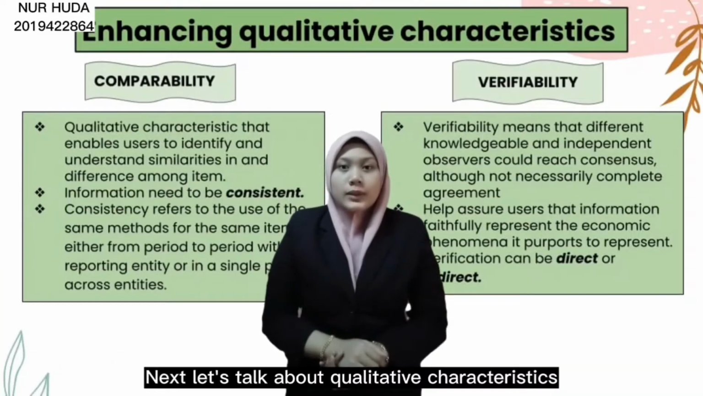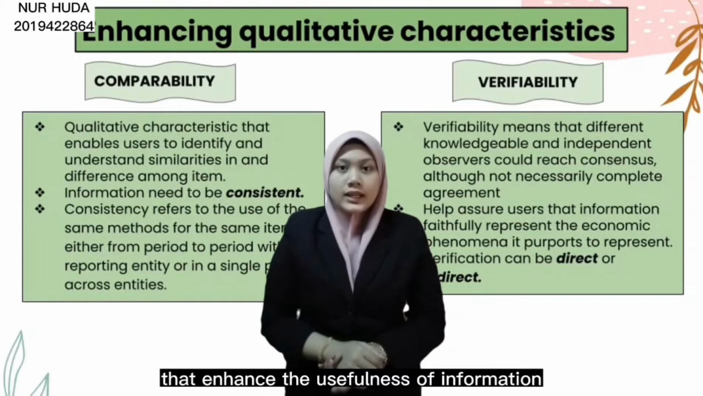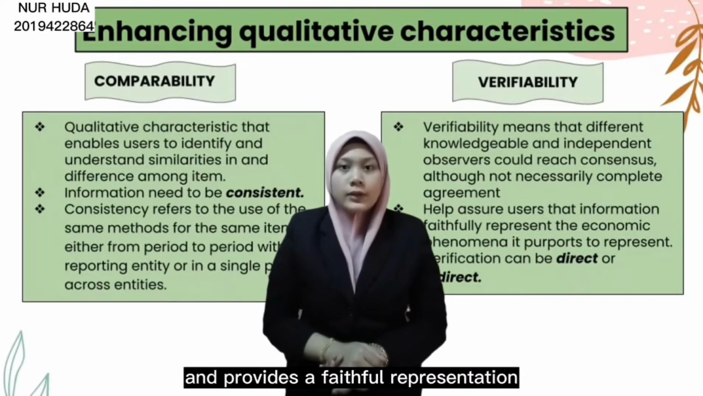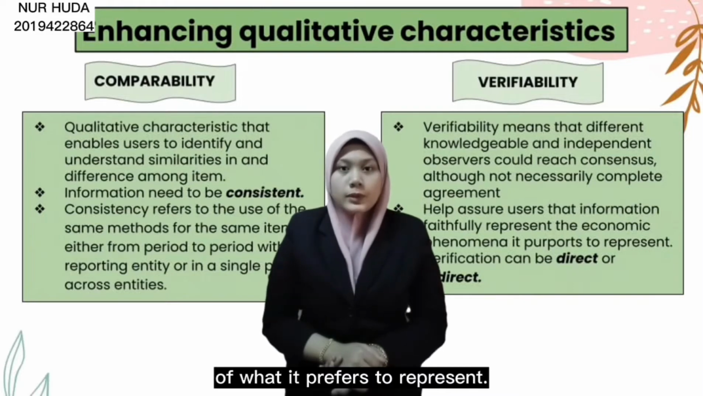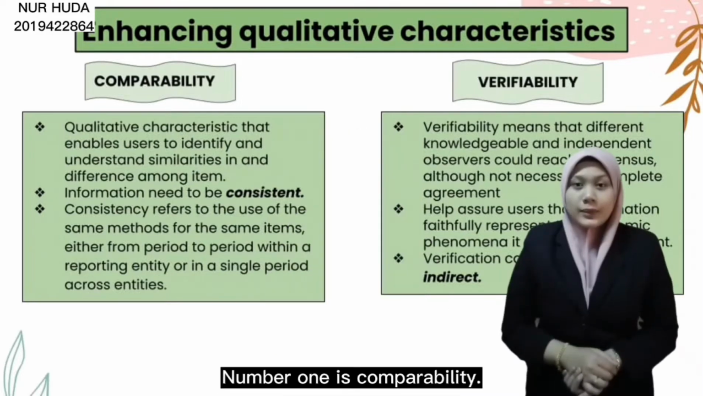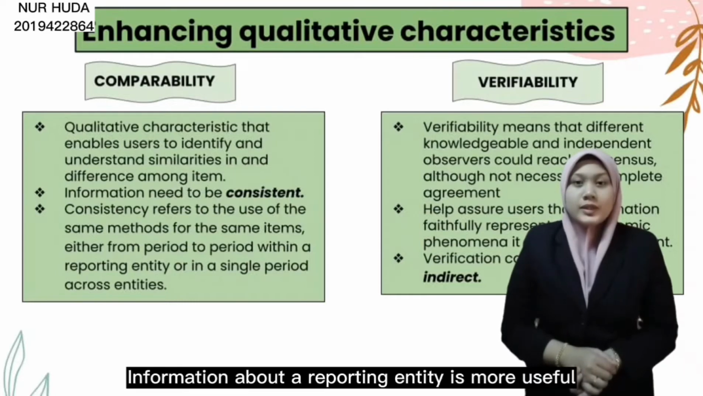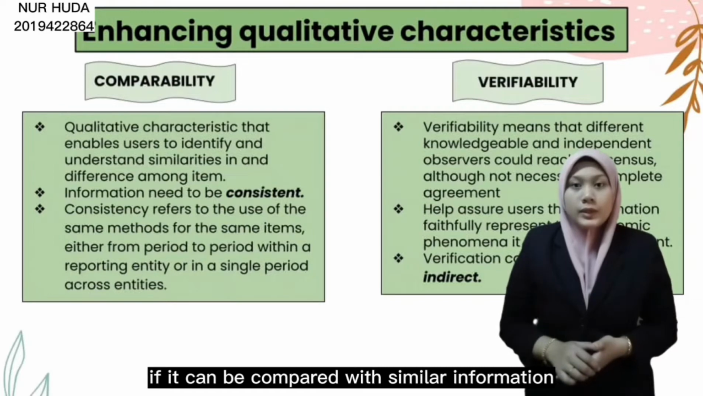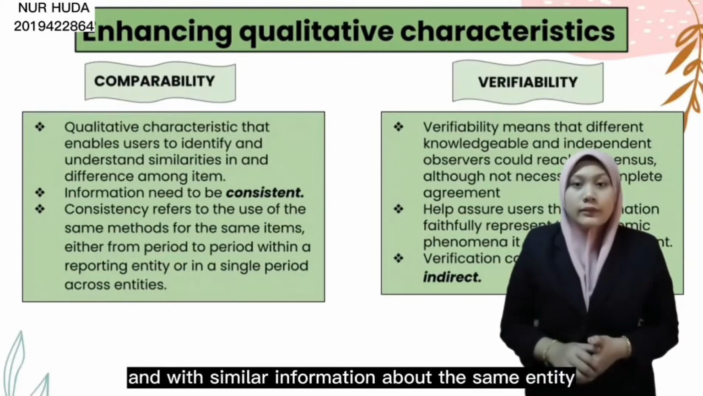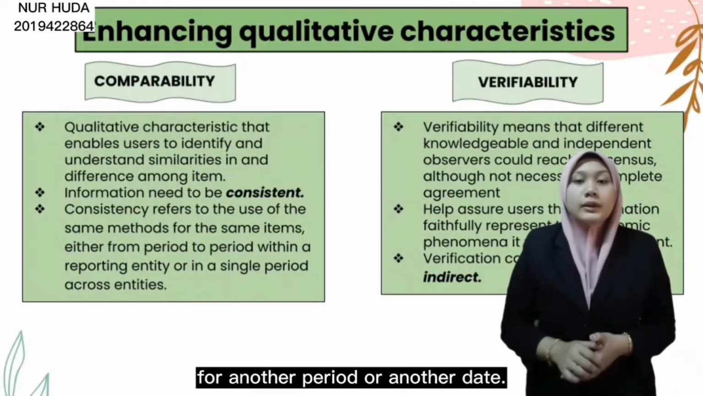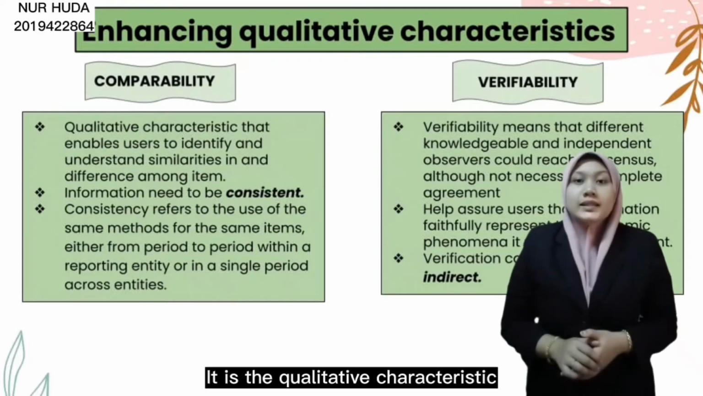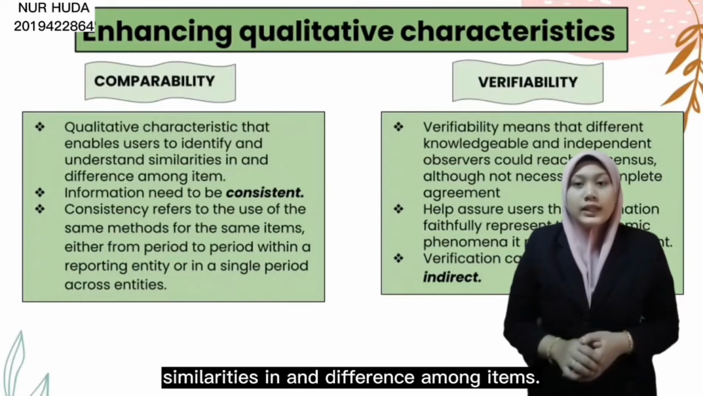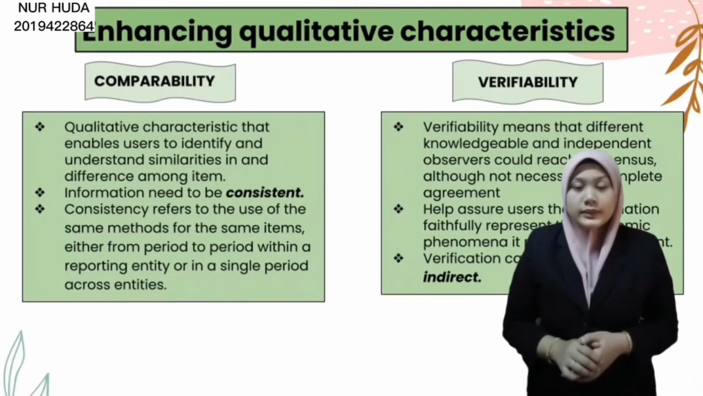Next, let's talk about qualitative characteristics that enhance the usefulness of information that both is relevant and provides a faithful representation of what it purports to represent. Number one is comparability. Information about a reporting entity is more useful if it can be compared with similar information about other entities and with similar information about the same entity for another period or another date. It is the qualitative characteristic that enables users to identify and understand similarities in and differences among items.